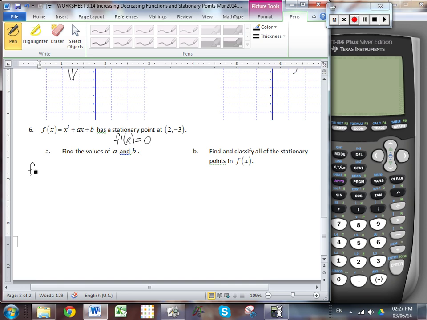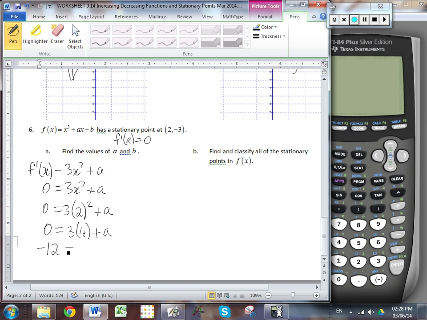Well, let's first start by finding the derivative. The derivative of x cubed is 3x squared, and the derivative of ax is a. If we set this function equal to 0 to find out the stationary points, but we remember that the stationary point occurs when x is equal to 2. And now we can solve for a.